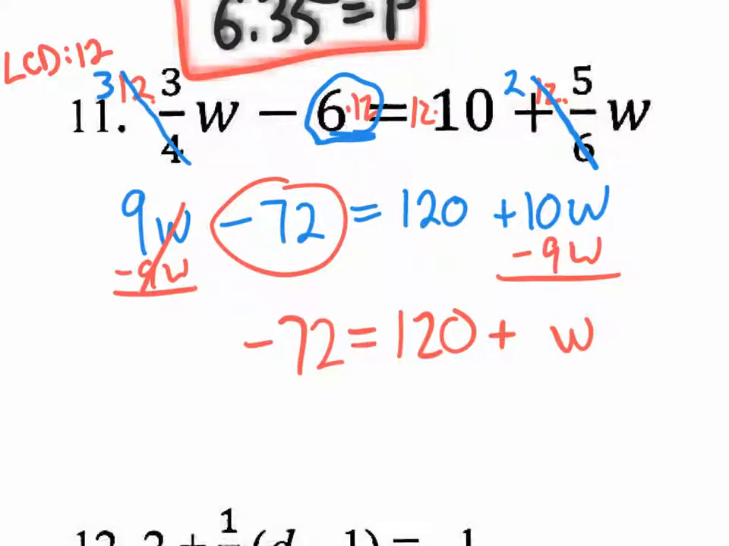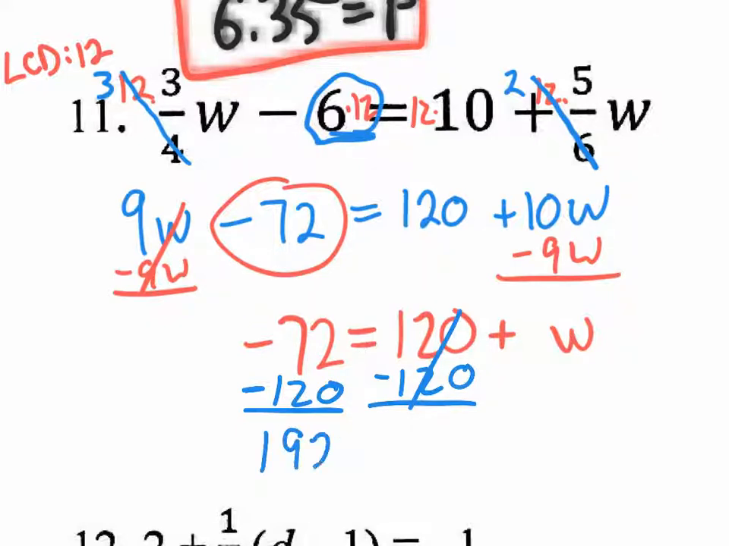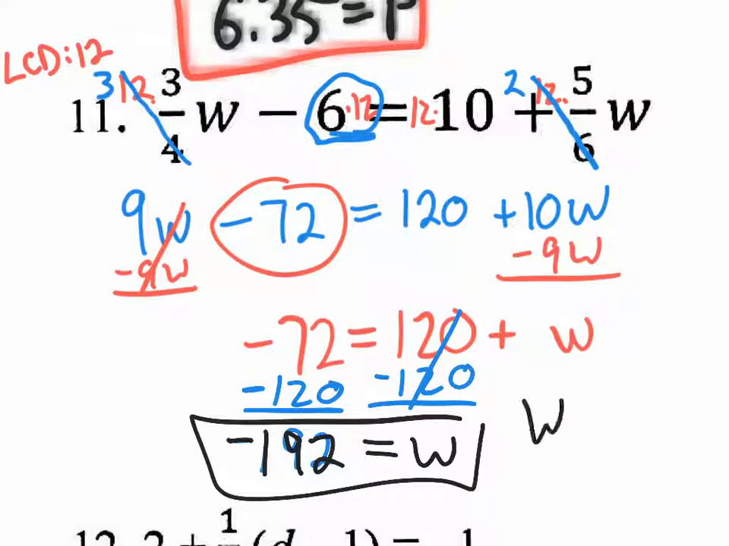So here's my new equation. W is on the right side. Let's get rid of the 120 to get W by itself. So I want to get rid of the 120 by subtracting 120. What I do to one side, I do to the other side. Don't stress out. Use a calculator. Negative 120 minus 72. That's really going to be a 192, and it's going to be negative. 192 and negative equals W. So there's your answer. W equals negative 192.